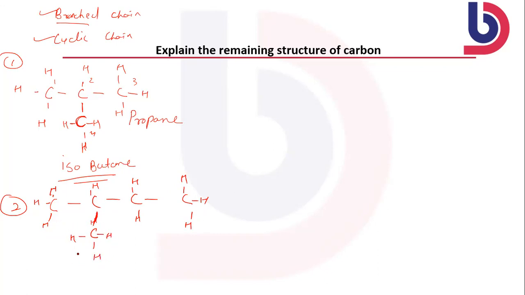Now here, if you number this chain from left to right, then it will be 1, 2, 3, 4. So here also you have the branched carbon on the second carbon. So that's why, now you can count 1, 2, 3, 4, 5. So it is your isopentane. So like that, the branch chain of saturated carbon will proceed. And you can see that every carbon is attached with a single bond.